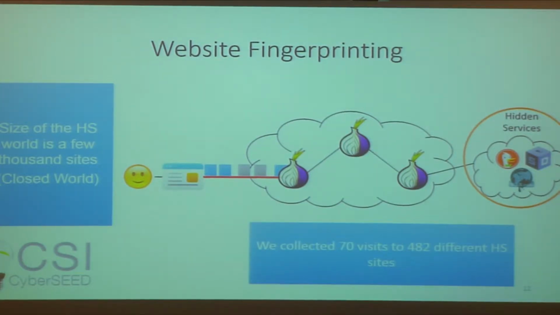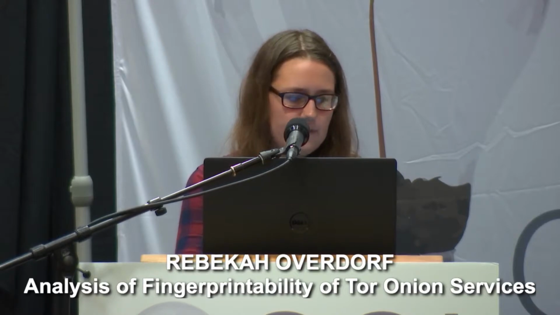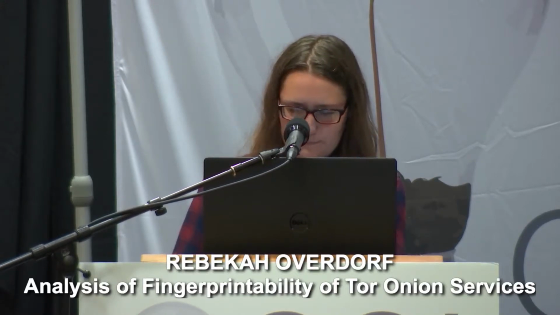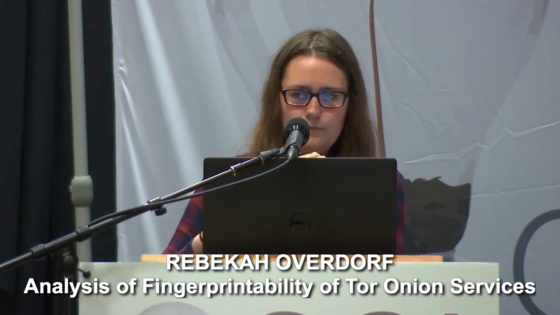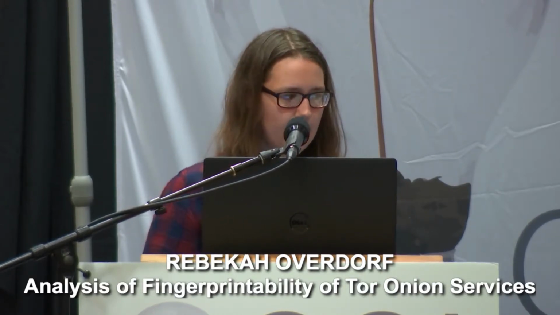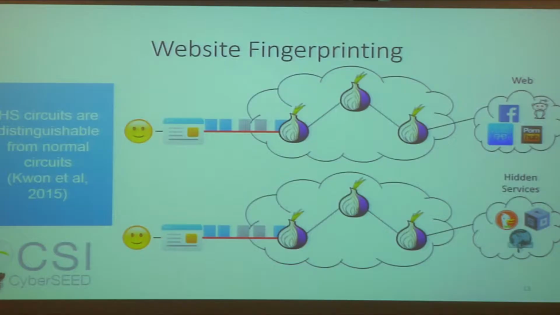So we collected 70 visits to each website over a couple of weeks to 482 different hidden service sites over Tor. And you might be wondering how we can figure out if a user is going to a hidden service or not as an attacker. So you're an attacker, all you see is this traffic going back and forth, but fortunately someone else discovered that yes, you can figure out if a user is going to a hidden service over Tor or just visiting a different website over Tor.